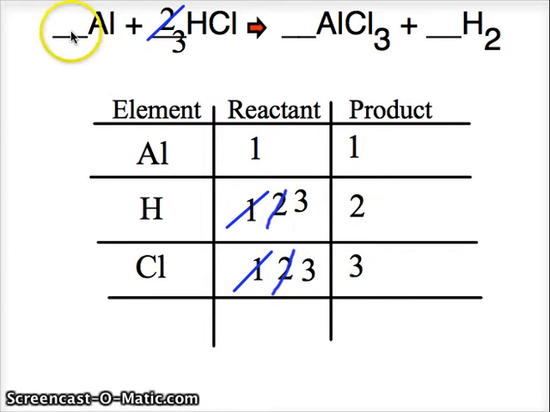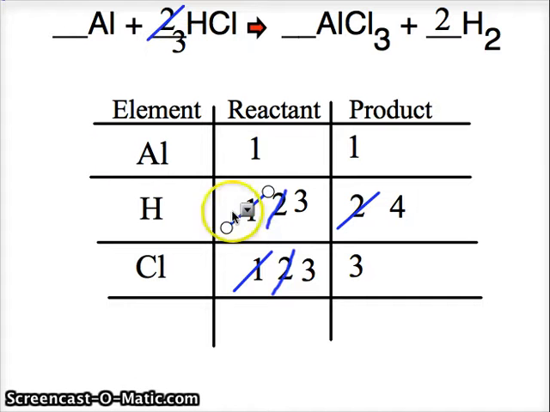So I have 1 coefficient so far that I've changed, the one in front of HCl. I still have 1 aluminum on both sides, but now I have 3 hydrogens here and 2 over here. Well, I can't just shove an extra hydrogen on there. I have to change the coefficient. So that means I'm going to put a 2 in front of that, which then changes my table to be a 4 here.